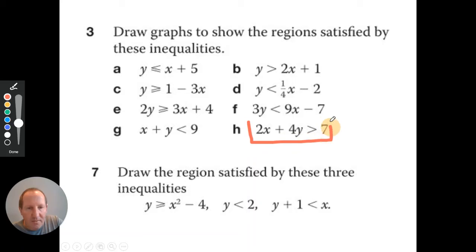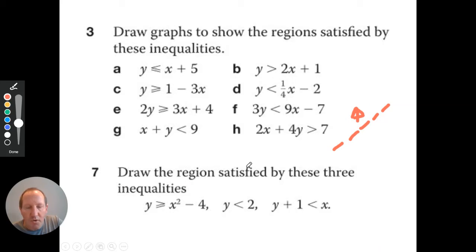If we get one like this, my suggestion again would be just swap it around, take the 2x over to this side, so it becomes minus 2x, and then divide through by 4. So we end up with y is greater than minus a half x, because that's 2 divided by 4, plus 7 divided by 4, because I've divided through by 4. So we draw the line that's equal to that, and because it's a y is greater than, it's going to be above the line. That is going to be a dotted line, because there's not an or equal to.